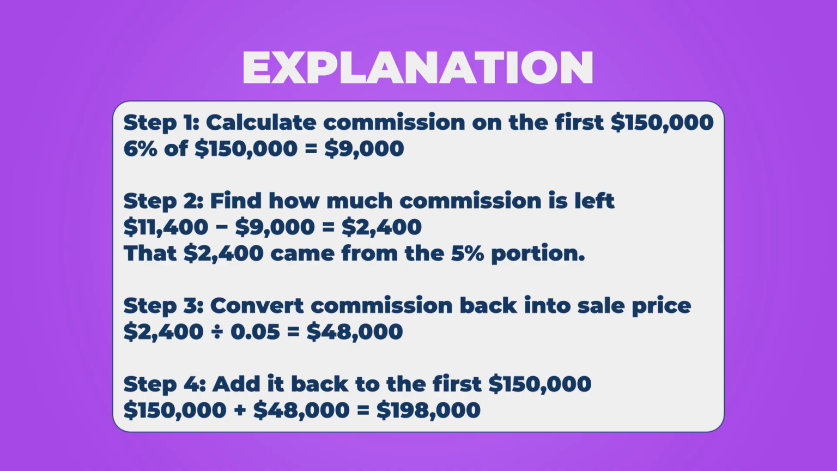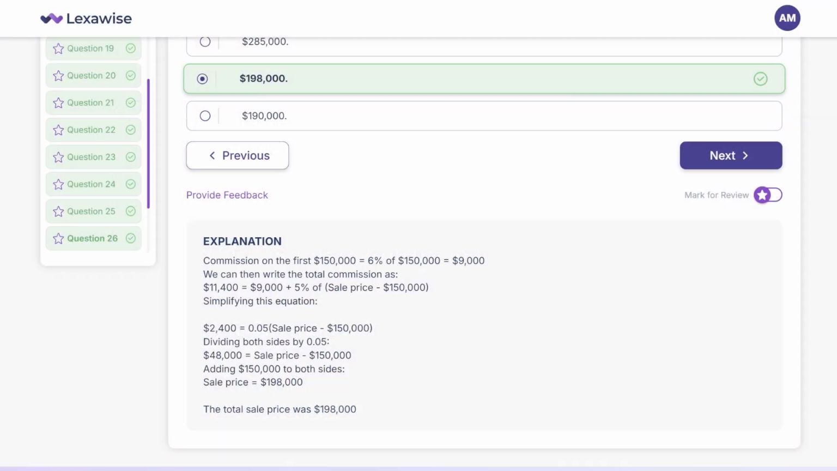Step 3, convert commission back into sale price. $2,400 divided by 0.05 equals $48,000. Step 4, add it back to the first $150,000. $150,000 plus $48,000 equals $198,000. That's the original sale price.